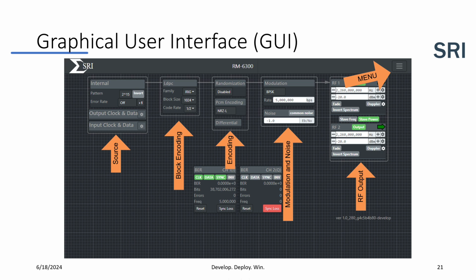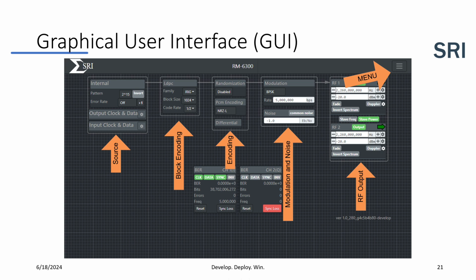The configuration menu is where users can adjust the system settings, including output configuration and network parameters. This menu is a cornerstone for tailoring the RM6300 to specific testing requirements. Then you have data source configuration. That's on your left. That allows the user to choose between internal and external data sources, as you can connect your own data source to our simulator instead of us generating within.